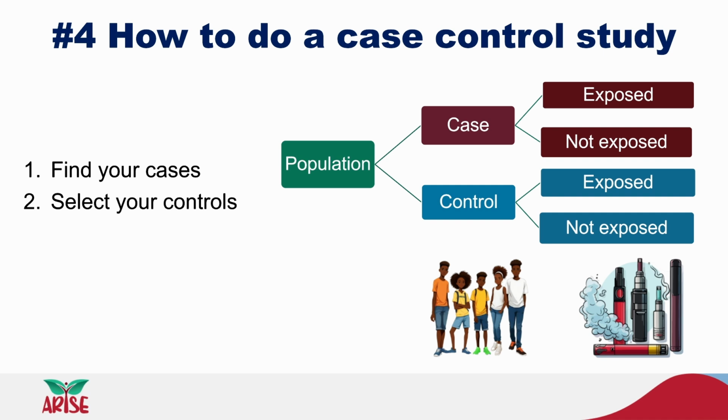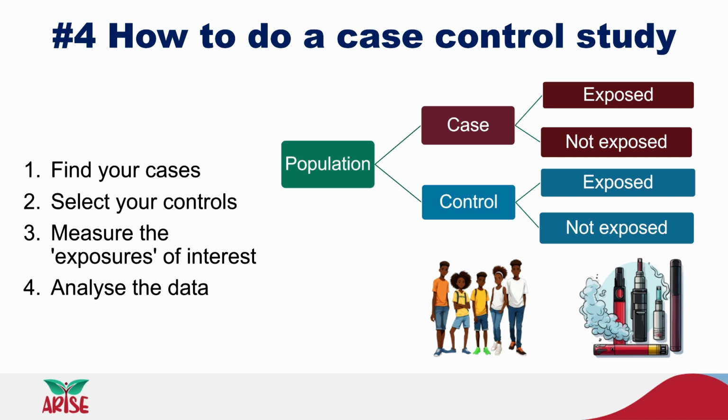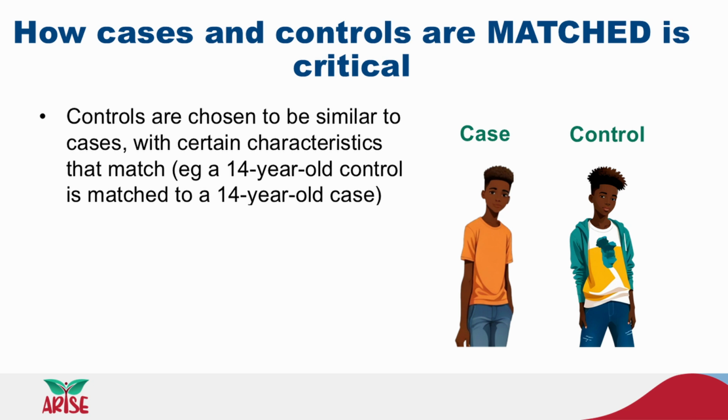Next, we would select our controls, adolescents without the rare respiratory condition. We would then measure the exposure of interest in both our case and control groups. This would be whether or not they have a history of vaping, along with other potential risk or protective factors that we identified from the literature. Finally, we would analyze the data to determine whether there's an association between vaping and the development of rare respiratory conditions in adolescents. You might be thinking to yourself, this sounds pretty straightforward.